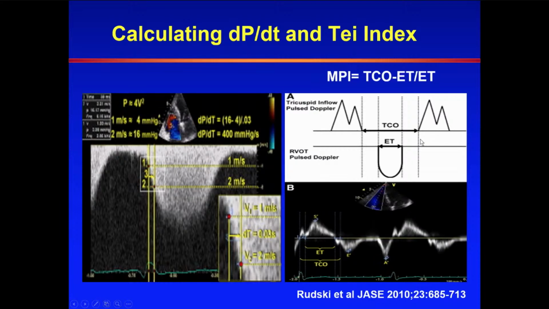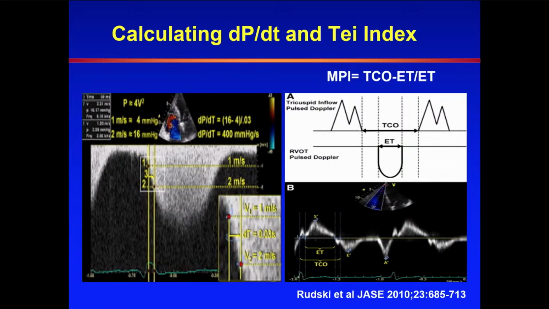Unlike the left ventricle, flow through the RV outflow tract is obtained in the parasternal short axis or long axis views that get you the pulmonic valve and the pulmonary artery, as you saw earlier. But these time intervals that encompass the isovolumic contraction and isovolumic relaxation, you need them from tricuspid inflow in the apical views.